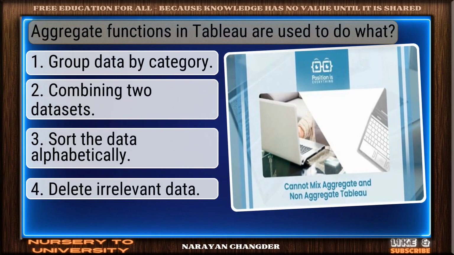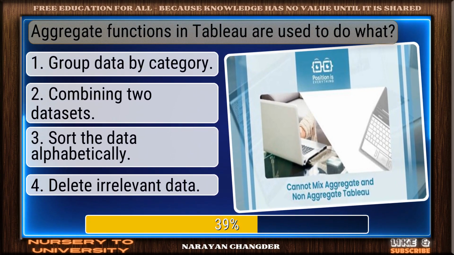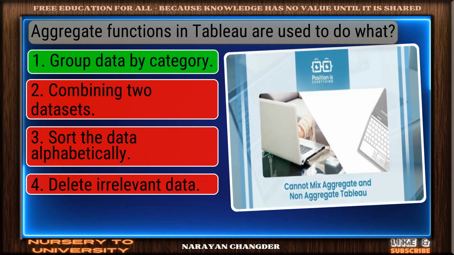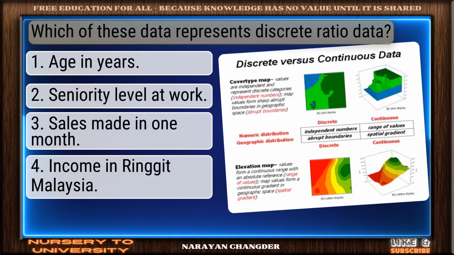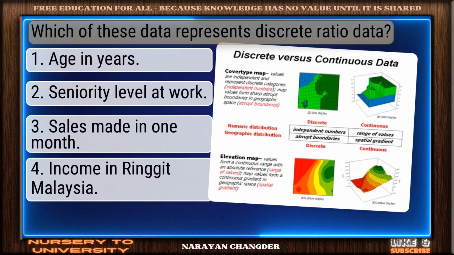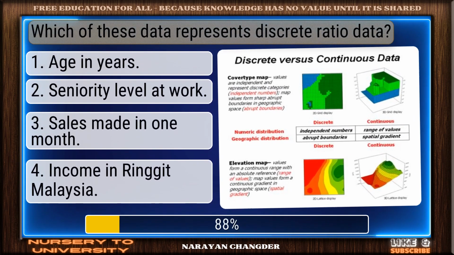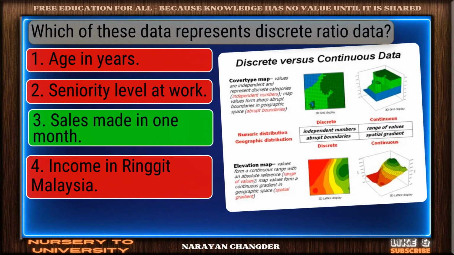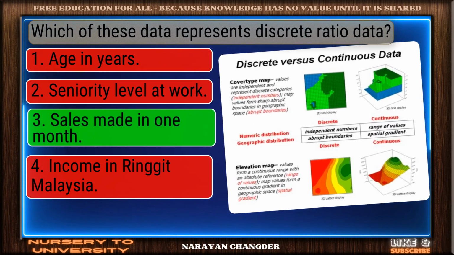Question number 9. Aggregate functions in Tableau are used to do what? Valid point. Group data by category is true. Question number 10. Which of these data represents discrete ratio data? Exactly. Sales made in 1 month makes sense, and it is right choice.